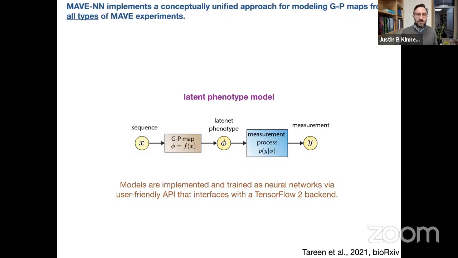So you can think of the first part of this, the genotype-phenotype map, as carrying out a very large amount of dimensionality reduction. If you think of sequences as very high dimensional objects, the latent phenotype is a very low dimensional object. The genotype-phenotype map is compressing all this information in a very high dimensional space down to a very low dimensional latent phenotype. Then the measurement process is the thing that couples what you actually measure in your experiment to this underlying low dimensional latent phenotype. So these models are implemented and trained as neural networks using a user-friendly API that interfaces with a TensorFlow 2 backend.